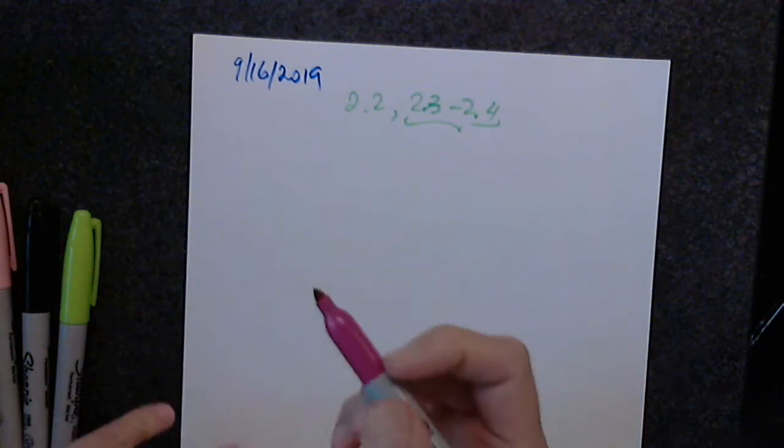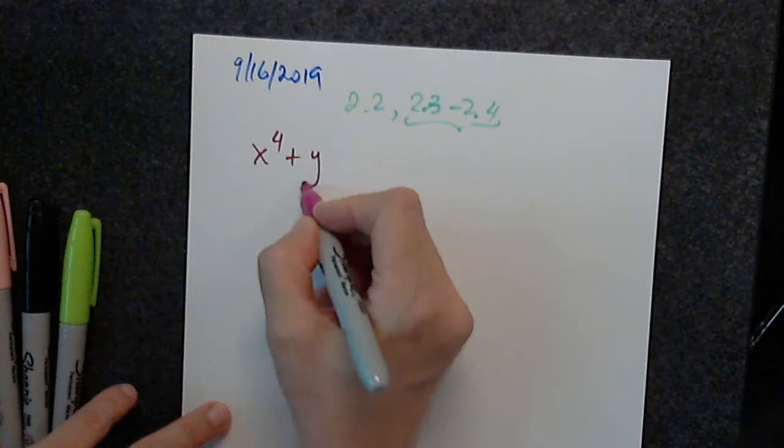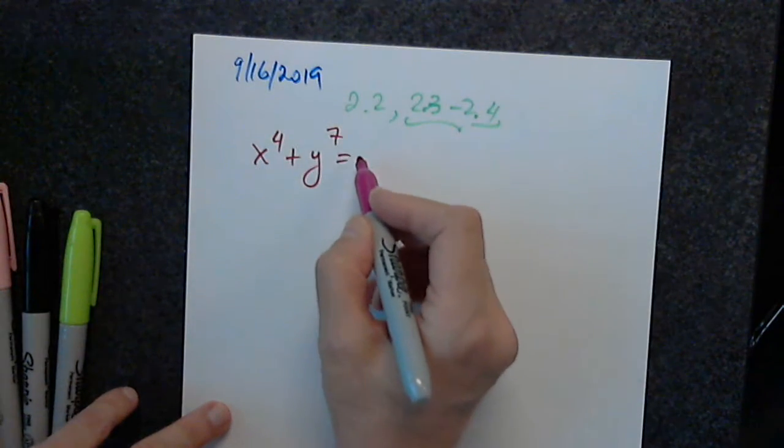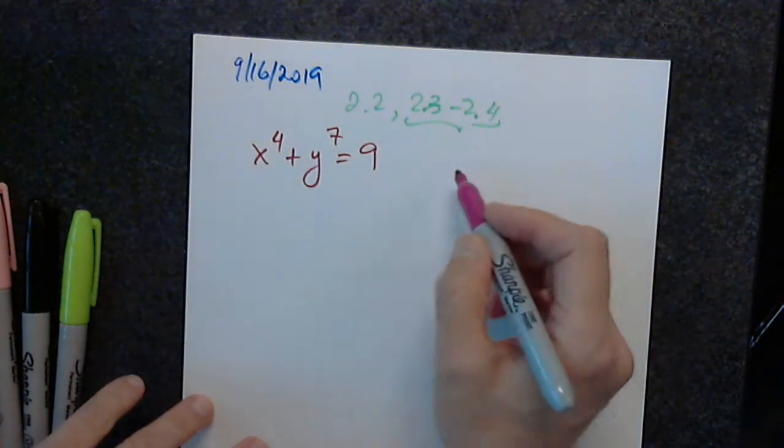I'm ready. I just dictate. X to the 4 plus y to the 7. Y to the 7 equals? Okay, what are we trying to do? To see if it's a function of x? Okay, we have to do what?